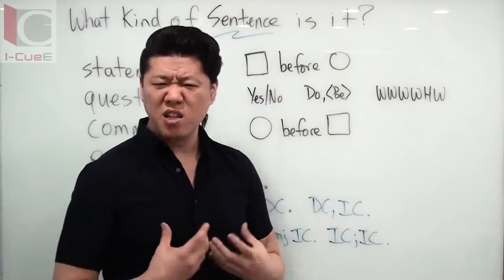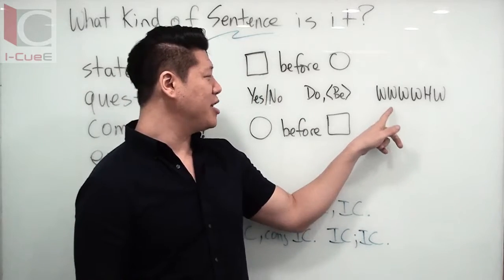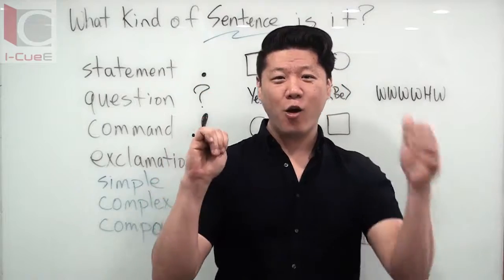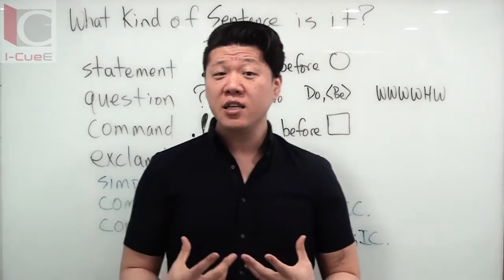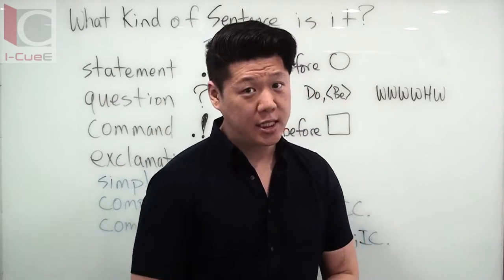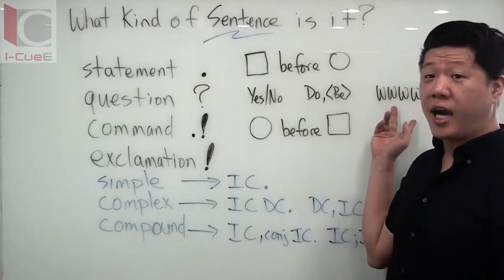If you want to ask a little bit more of a complicated question, you have to use your question words. The W's and H: What? Who? When? Where? How? Why? So if you begin with these words, obviously you're going to be asking a question. So that's how you do a question, starting with these kind of words.